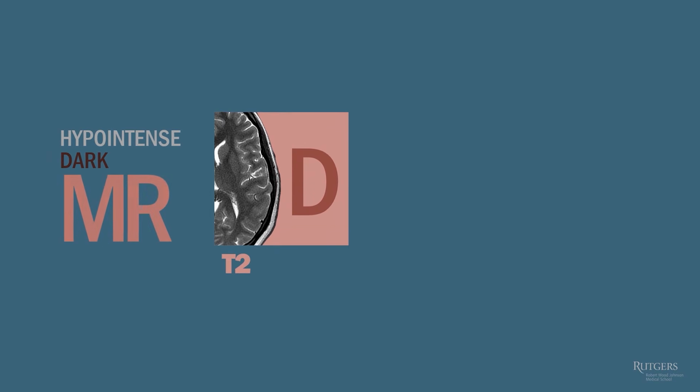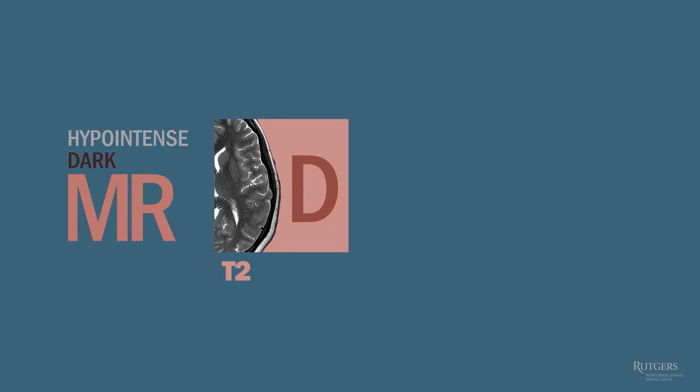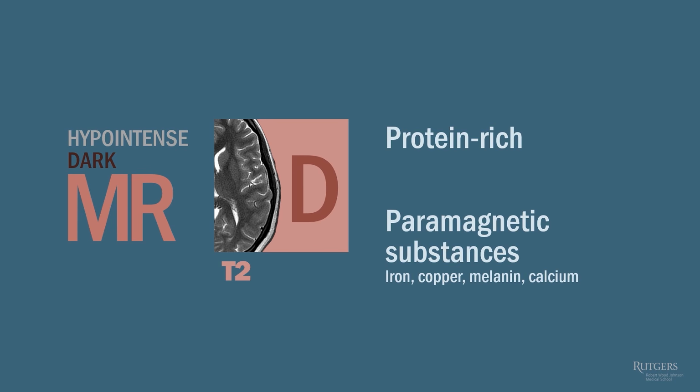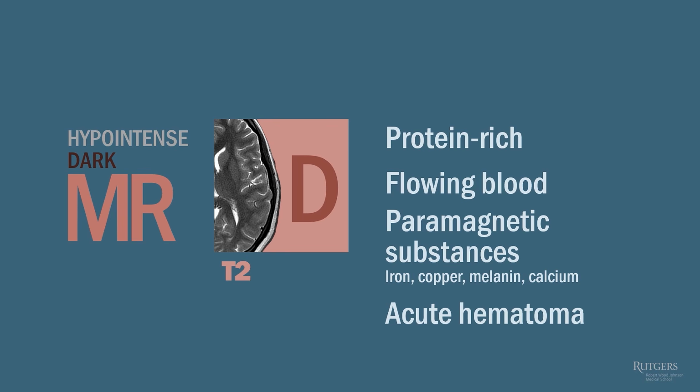Let's switch gears and talk about hypointense lesions. Lesions or structures that appear dark on T2 are essentially the same ones that appear bright on T1. Well, that was easy. We are once again talking about protein-rich masses, paramagnetic substances like iron, copper, melanin, and calcium. Flowing blood inside of blood vessels does not get imaged on T2 and also appears dark. And hematomas make their own rules, so acute hematoma looks dark on T2.